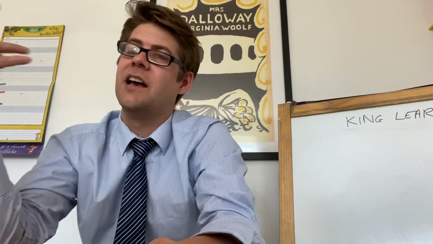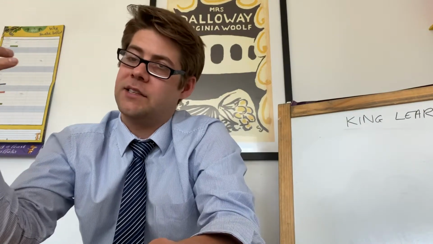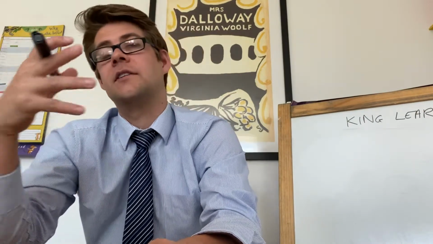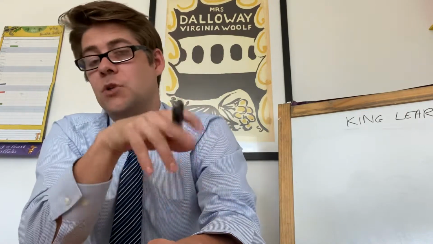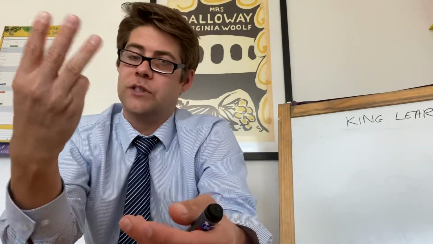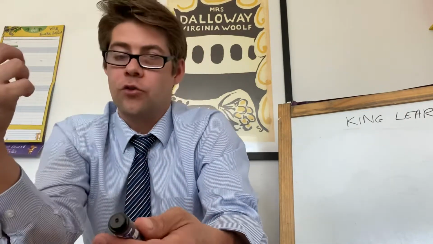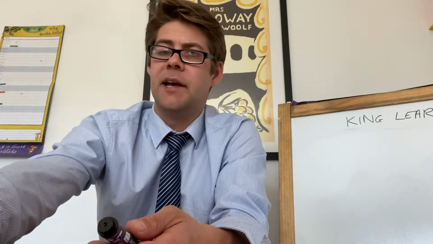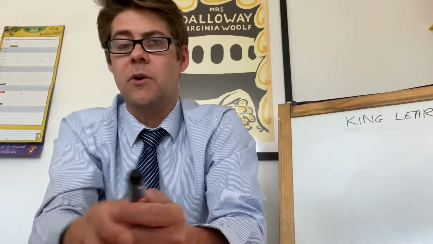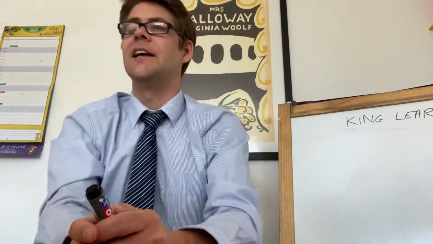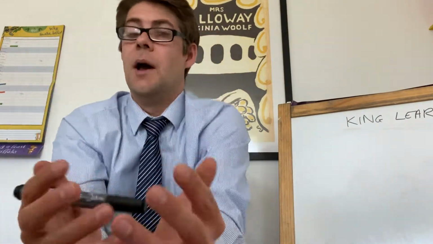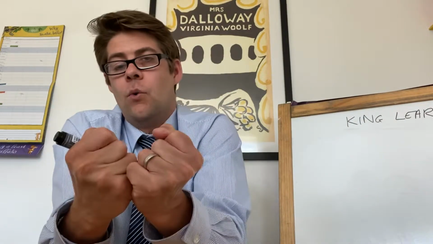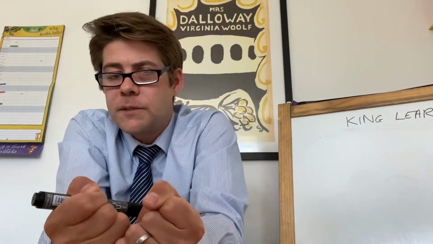So he decides he's going to retire and step aside, and he decides that he's going to divide his kingdom up between his 3 daughters. His 3 daughters are called Goneril, Regan and Cordelia. So how's he going to split his kingdom up between his 3 daughters? Well, move on to slide 3. He tells his daughters he will divide the kingdom between them based upon which one of them loves him most.